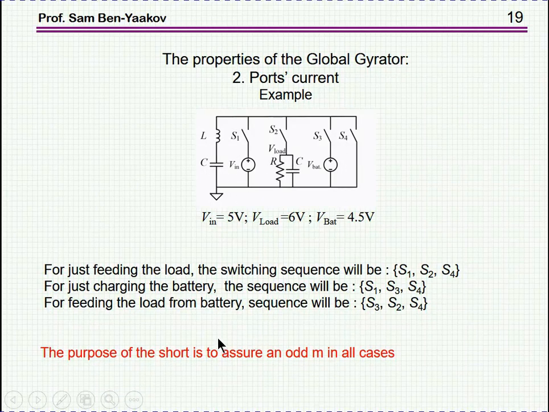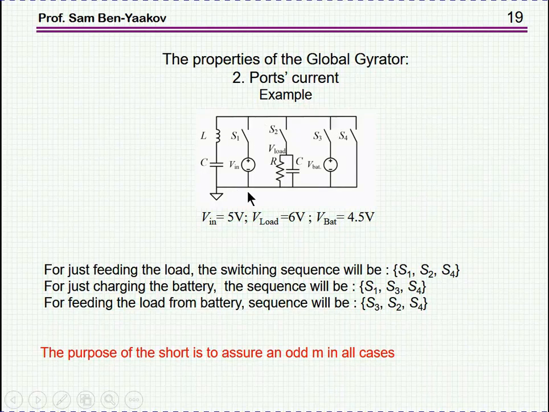It is just used to comply with the requirement that there will be an odd number of switching states in the sequence. If, however, the sequence will be S1, S3, and S4, what will happen is that we'll have energy coming off the source and charging the battery. Again, we'll need S4. And if it'll be S3, S2, and S4, S3, energy coming off the battery, S2 into the load, and S4 for the odd number, we'll have energy actually coming off the battery into the load, and this will be in the off state.